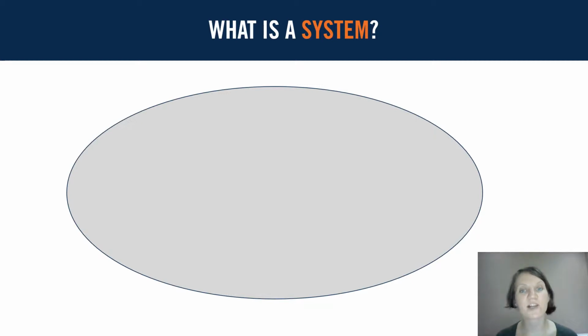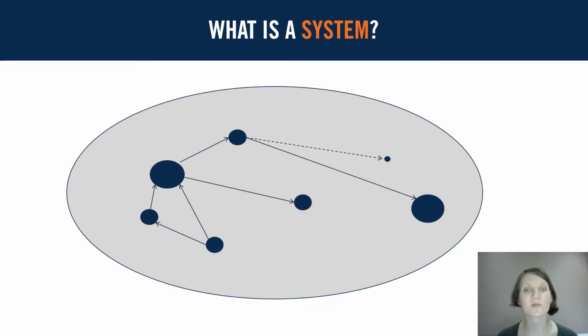Let's start by refreshing our memory about the definition of a system. Last week we discussed that a system should consist of minimum three things: elements, interconnections between them, and some kind of a purpose or a function.